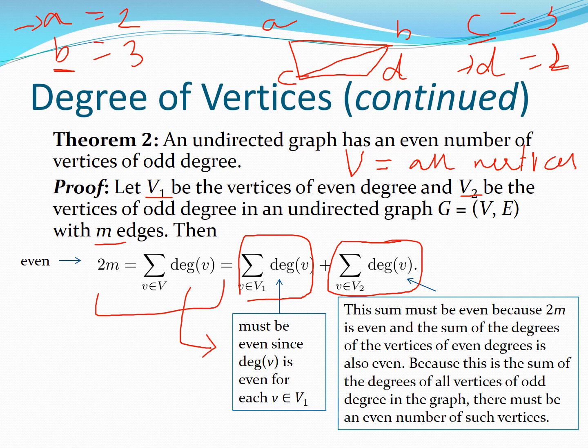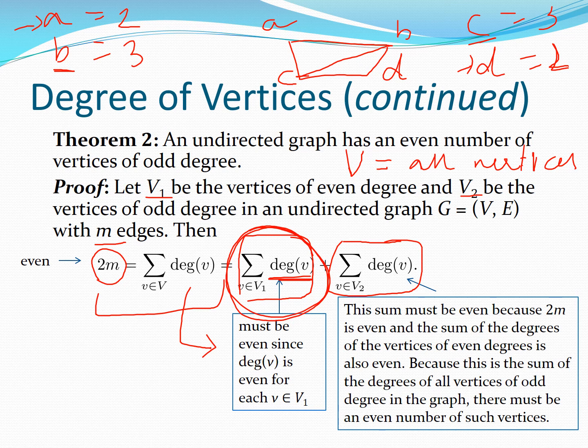Okay, so now let's come back. Here all the degrees are going to be even. If you add up a whole bunch of even numbers, what are you going to end up with? You're always going to have an even number. So the first part of this equation is always going to be an even number because you're adding up even degrees. We also know that the left-hand side of the equation, 2 times m, is an even number, since any number you multiply by 2 is even.